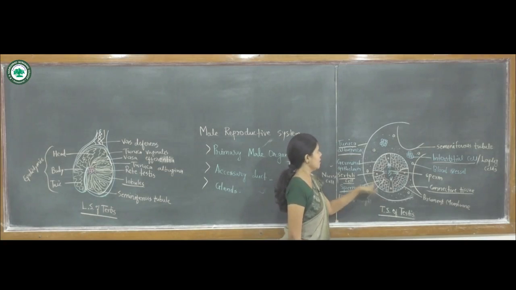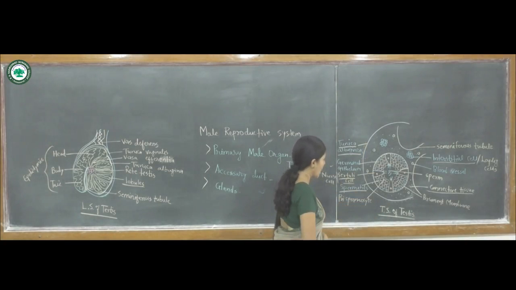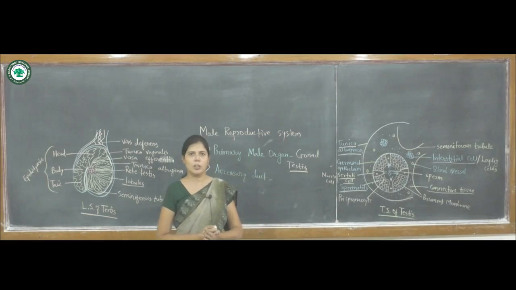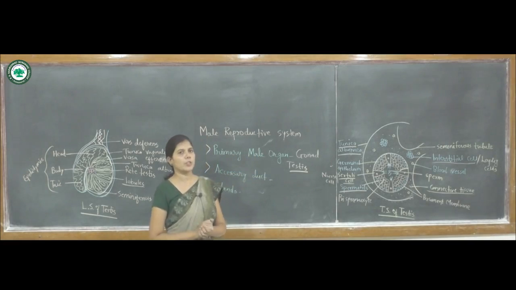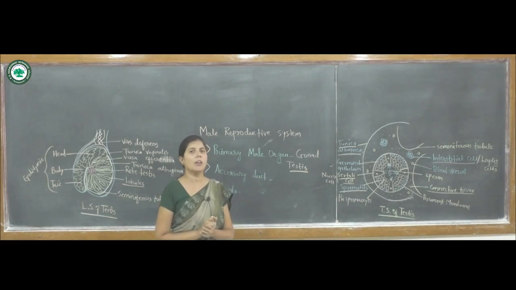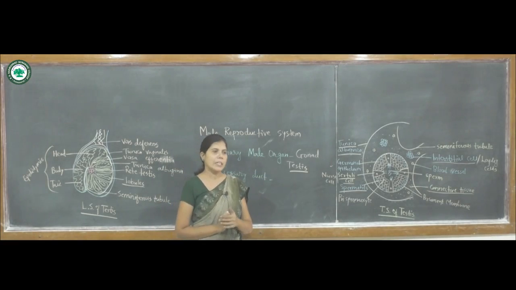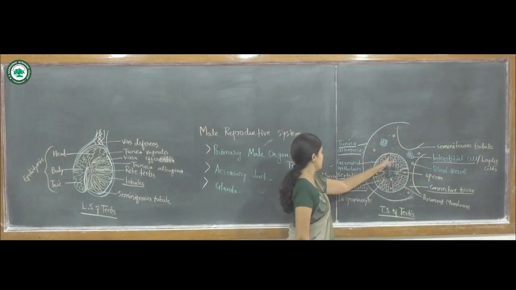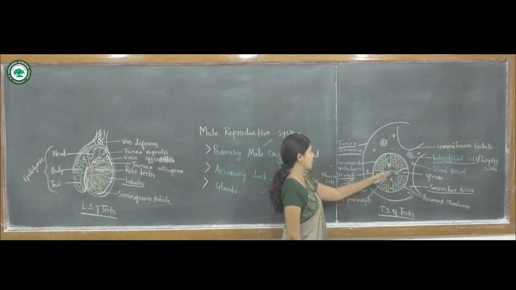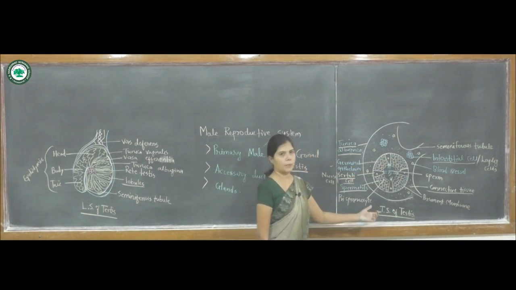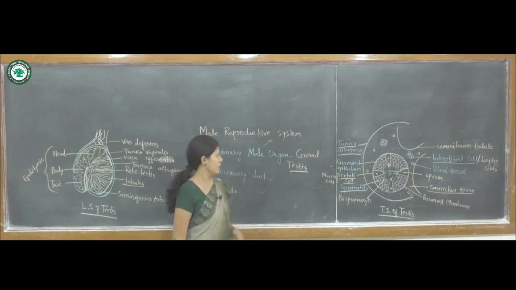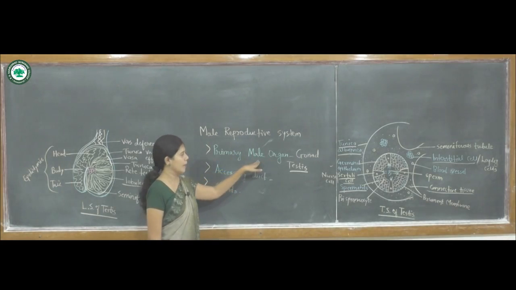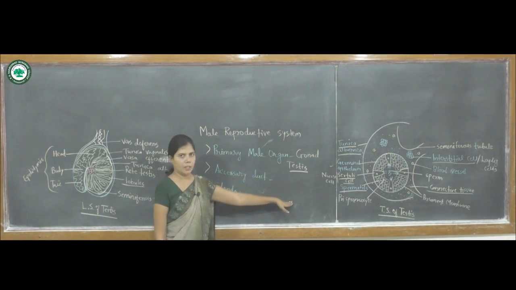It is the detailed structure of TS of testis, in which the gametogenesis process is carried out. Means the development and formation of the male gamete, the sperm, is carried out with the help of what? Sertoli cells and germinal epithelium cells. And the first part, the primary male organ or male gonad, testis, is completed.